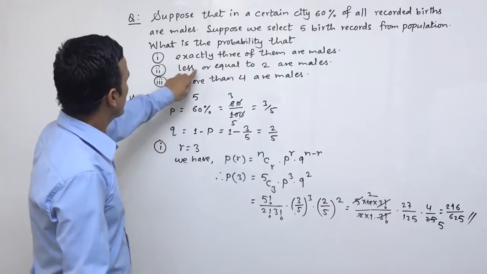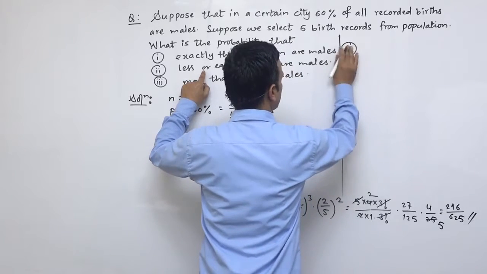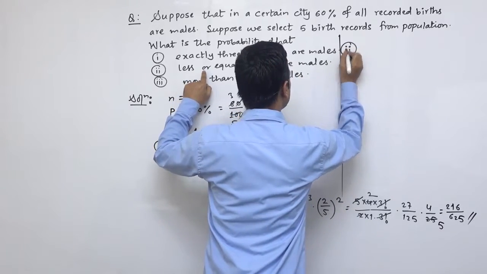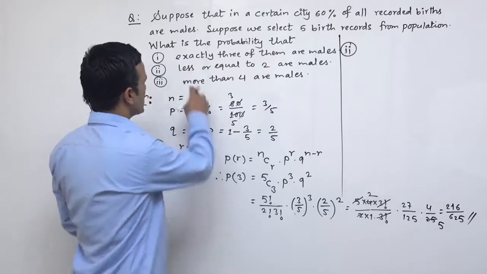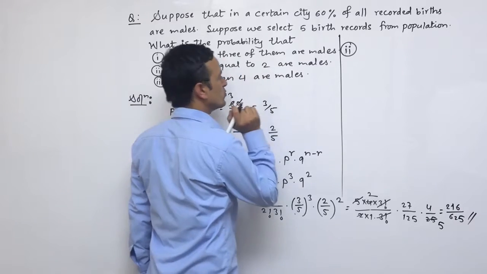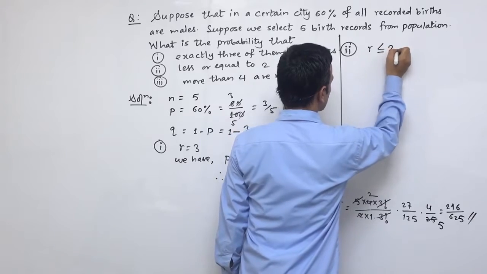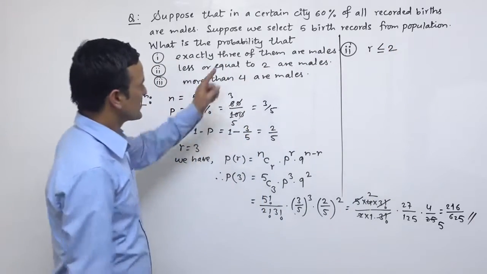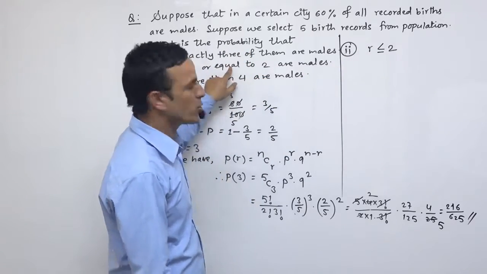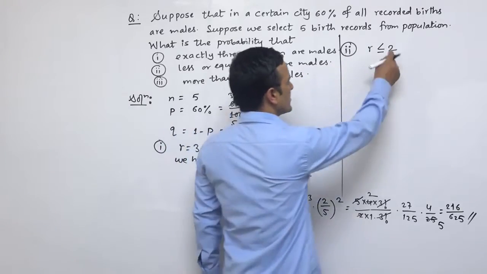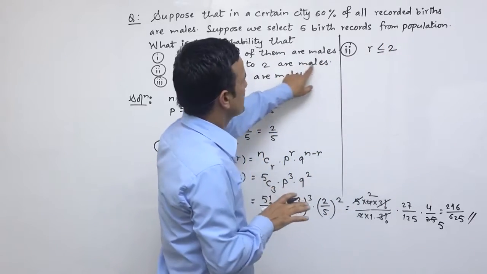Similarly we can find out question number 2. So write down question number 2 over here. This 2 means double I. So what is the information? If you look at this one, it is less than or equal to 2. This is the information. R means success. Success should be less than 2 or equal to 2. So less than along with equal to also should be written.